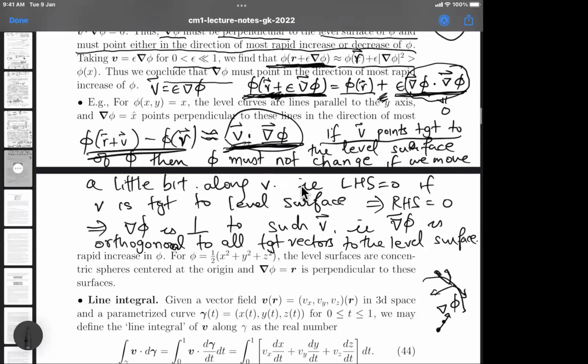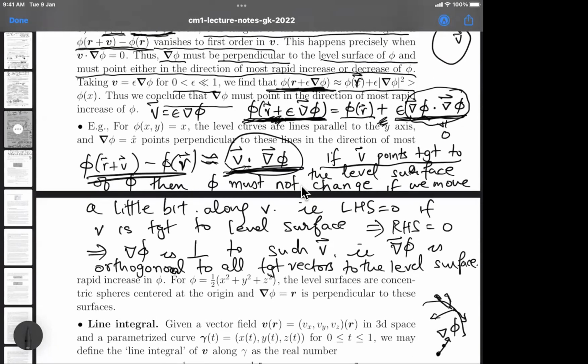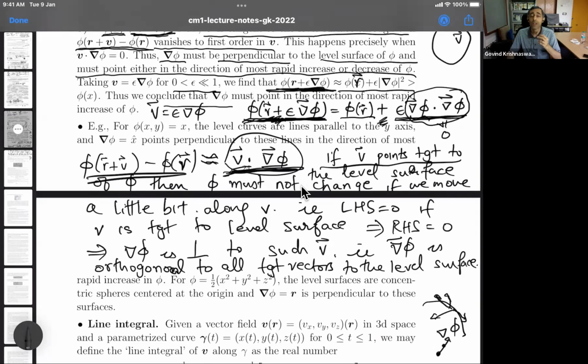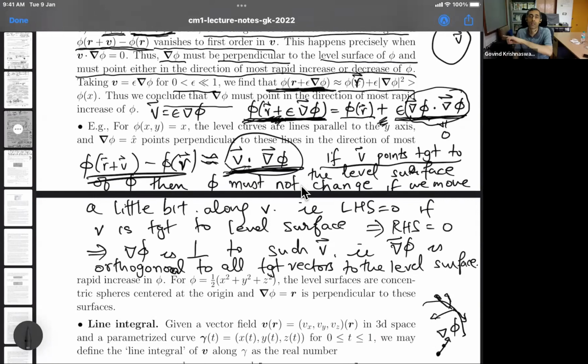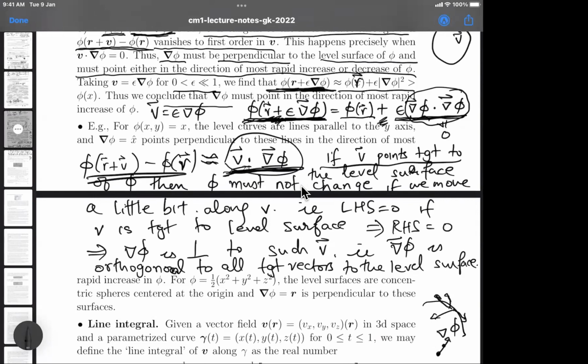There you took epsilon less than 1. Why? Because if I don't do that, then I must also include the quadratic term in the Taylor series. If I make a big jump, then the leading-order Taylor approximation becomes inadequate. Yeah, I get it. Okay.